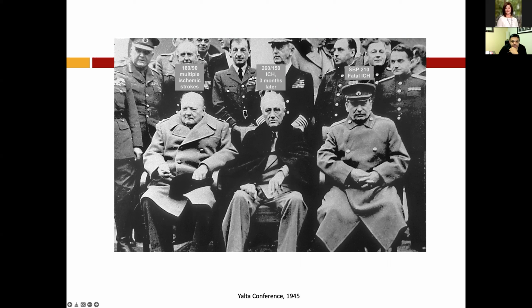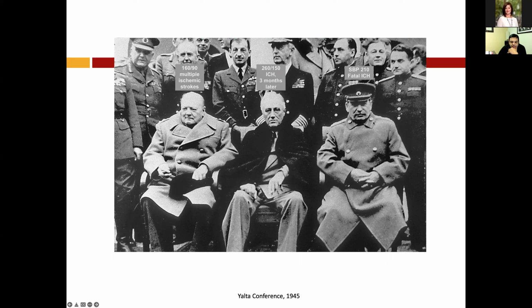Winston Churchill at the time of this conference had a blood pressure of 160/90. He went on to have multiple strokes over the next 5-6 years. FDR was actually looking very pale and very sick that particular day. And when examined by Churchill's personal physician, he was found to have a blood pressure of 260/150. And 3 months later he went on to have a pretty big ICH.